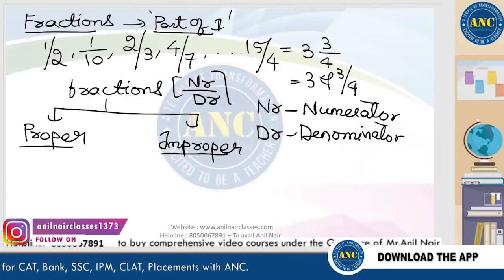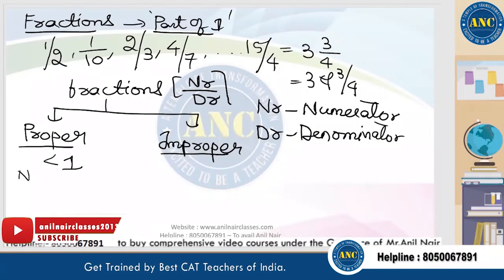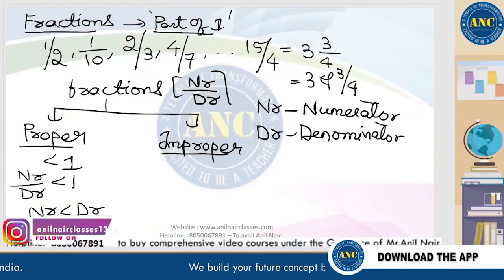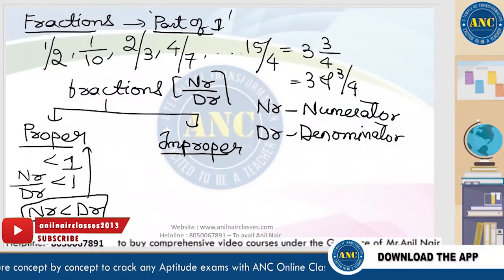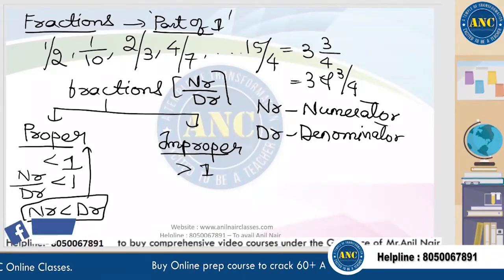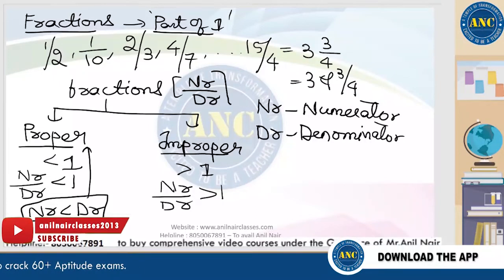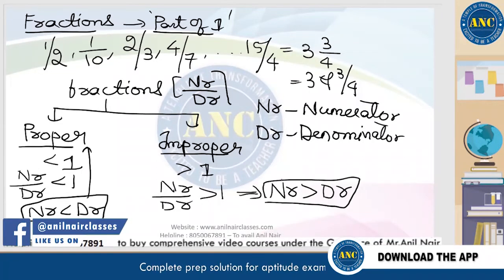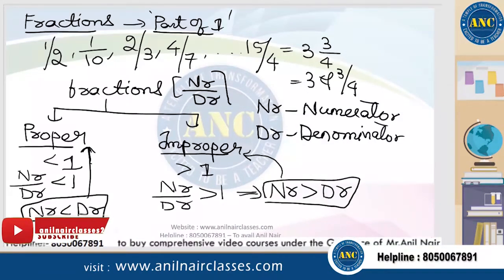Proper fraction means the value will be less than 1. A fraction of the form numerator by denominator less than 1, that is, numerator less than denominator. A proper fraction is a fraction where numerator is less than denominator. Improper fraction means it is greater than 1, that means numerator by denominator greater than 1. So this is nothing but numerator greater than denominator.